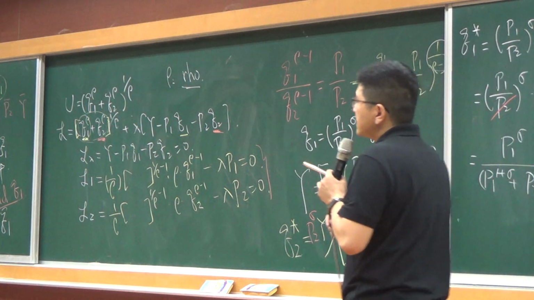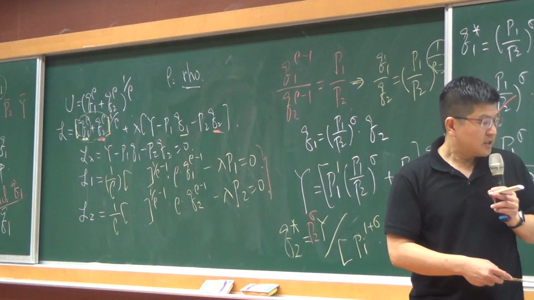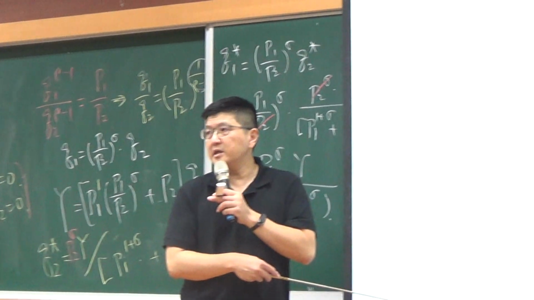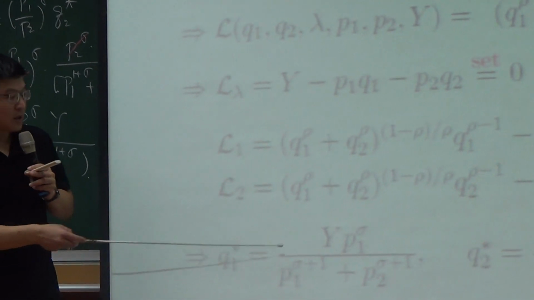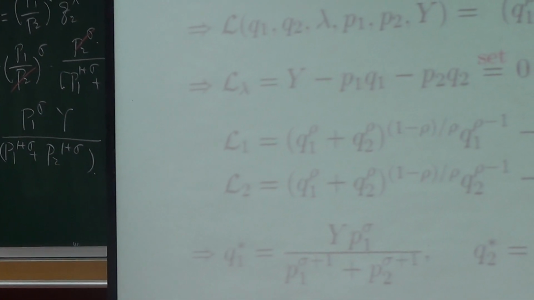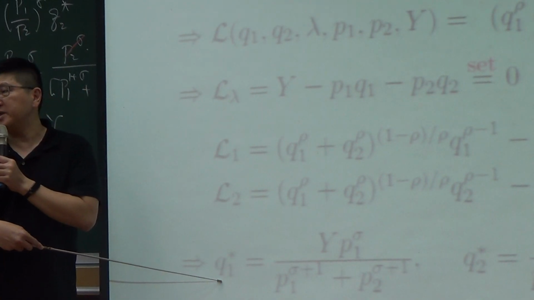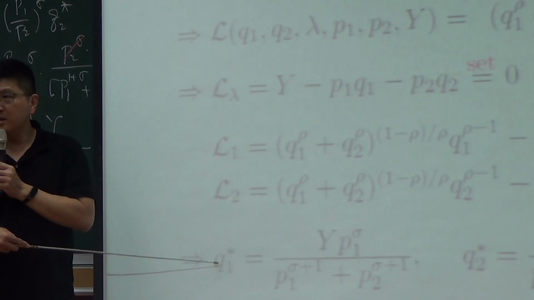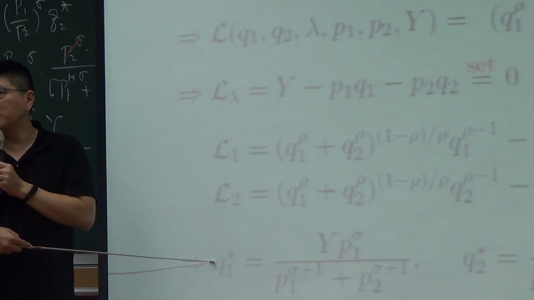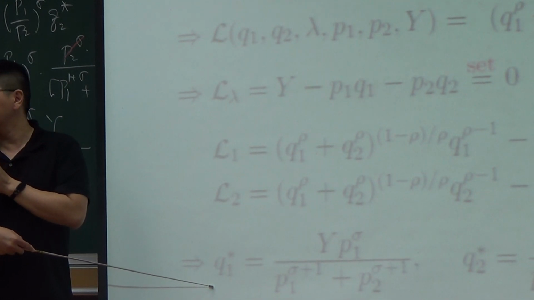And now let's have a look at these two functions. So Q1 is the demand function for good one. And you will see y here. You see y here. So Q1 must be a normal good. Is that true? Good one is a normal good because the more income you have, the more quantity demanded. Okay?